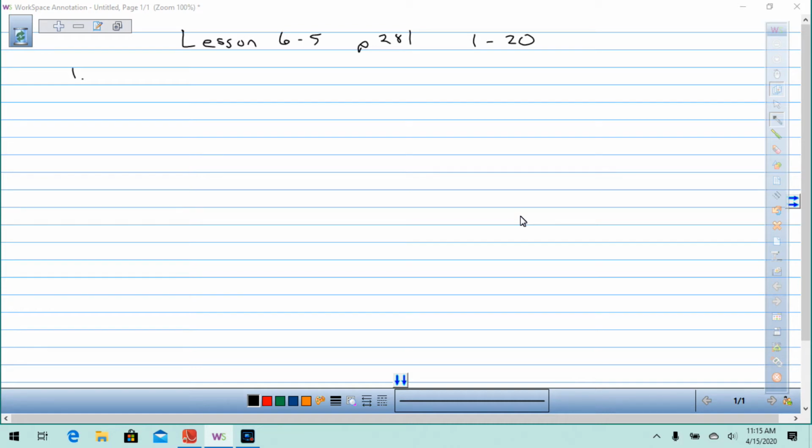6.5, page 281, 1 through 20. Number 1, data set 1 body data in Appendix B includes the heights of 147 randomly selected women, and heights of women are normally distributed. If you were to construct a histogram of the 147 heights of women in data set 1, what shape do you expect the histogram to have? I would expect the histogram to be approximately bell-shaped.